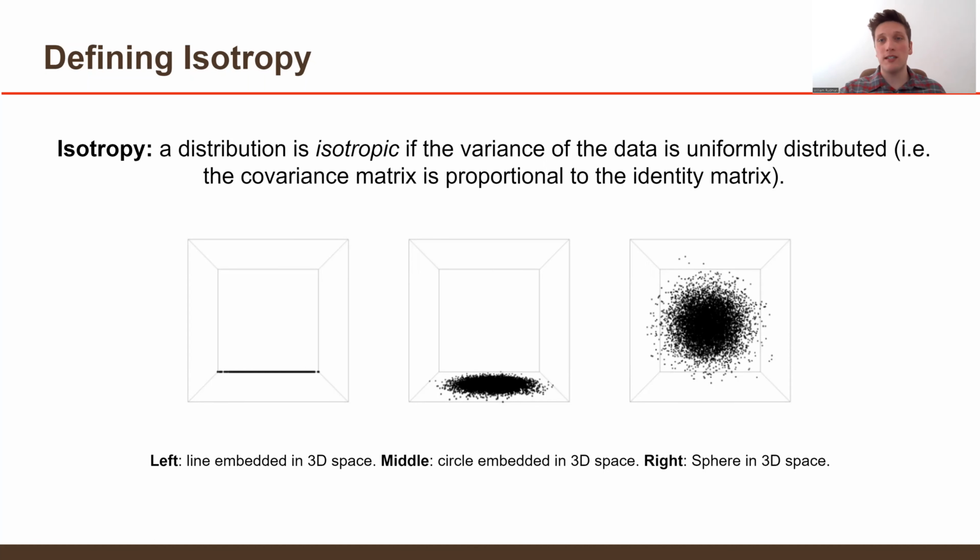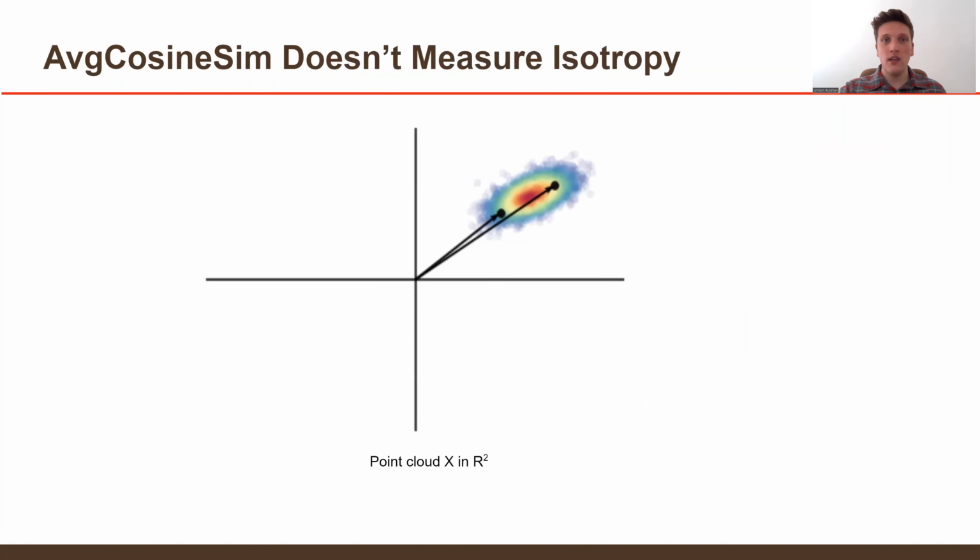a fully isotropic space. Now, the most common way to measure isotropy in embedding space currently is this average random cosine similarity metric. We can see that isotropy is strictly a property of the covariance matrix. It has nothing to do with the mean of the distribution. However, average random cosine similarity is highly influenced by the mean.